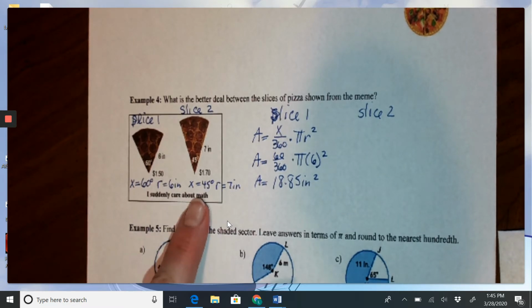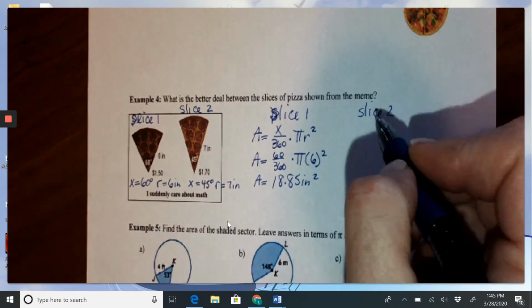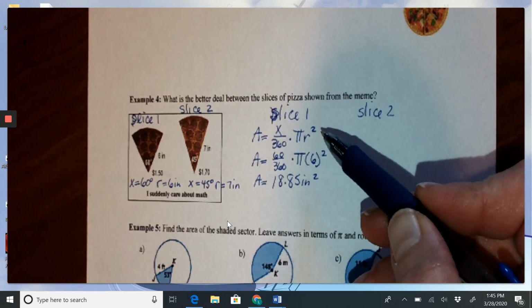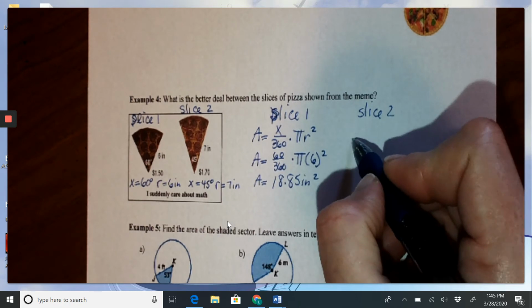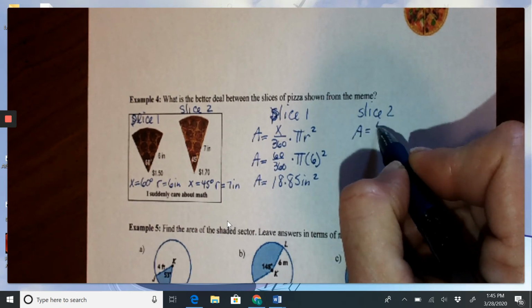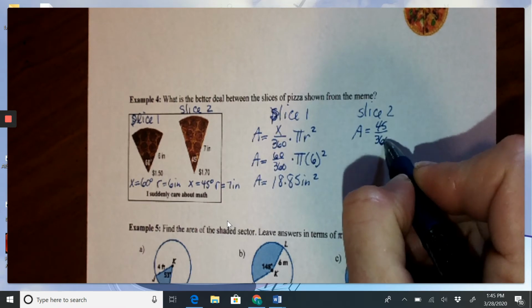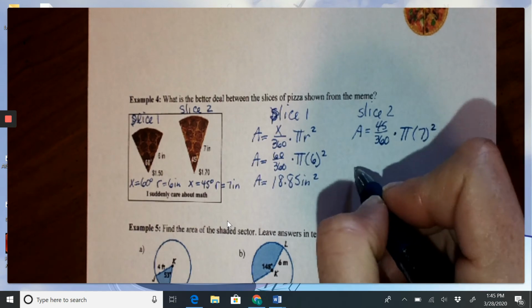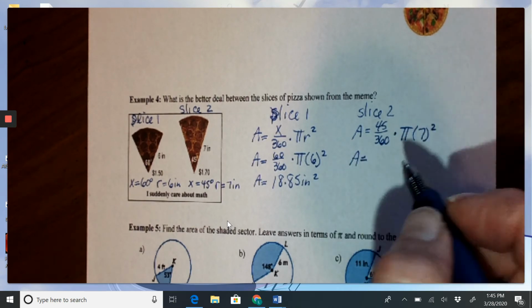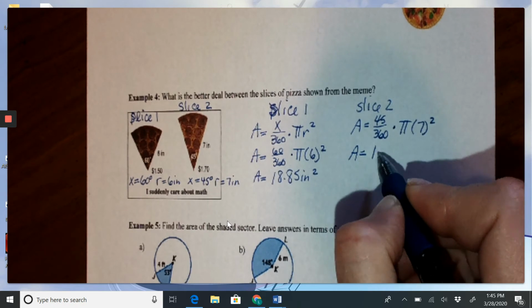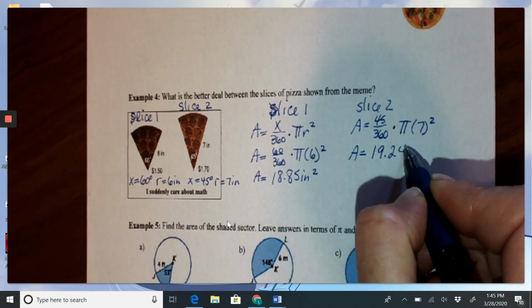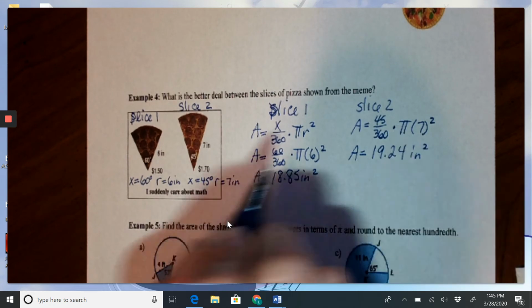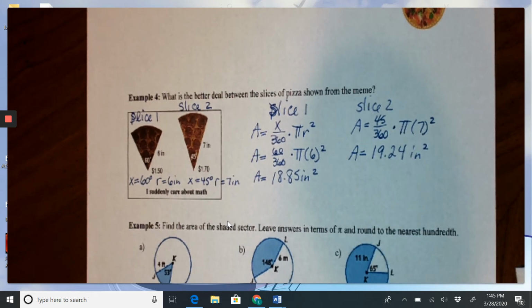Now let's look at the area for slice 2. Again, we already know our x and our r, so we can plug in. I'm not going to rewrite the formula. Area is equal to 45 over 360 times pi times 7 squared. When we plug this into our calculator and round, we find that slice 2 is 19.24 inches squared. So if we were calculating which was the bigger slice, we could see that you get more pizza with slice 2.